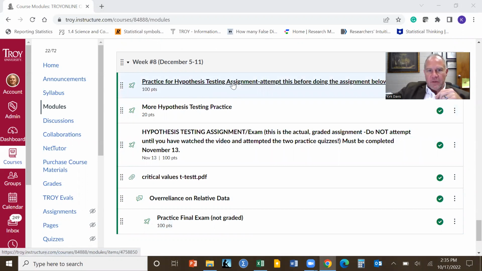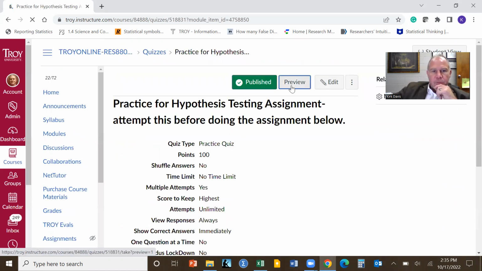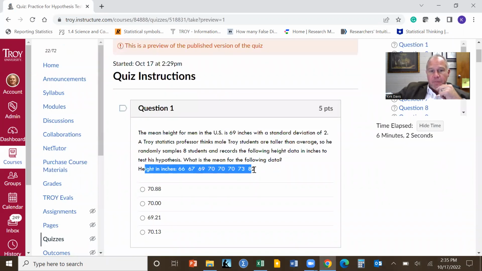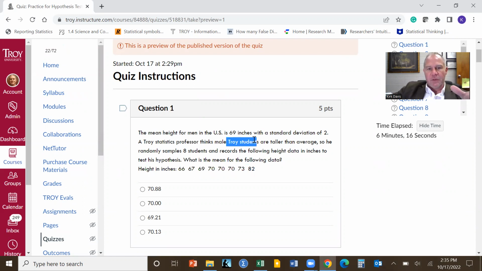This video will explain the first one, or I will use the data for the first one, but the process will work just as well for this one or this one. And so if you open it up, we will see we have some data for height in inches. And the question is, we want to know if the mean height for men in the US, which is 69 inches, we want to know if Troy male students are taller than average. So we're making a directional or a one-tail prediction. We think that Troy students on average are taller than 69 inches, at least the males.